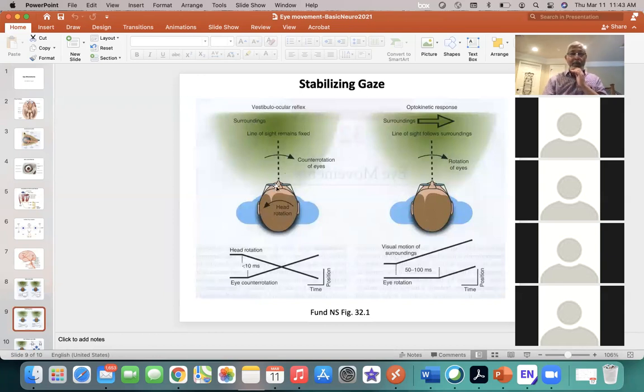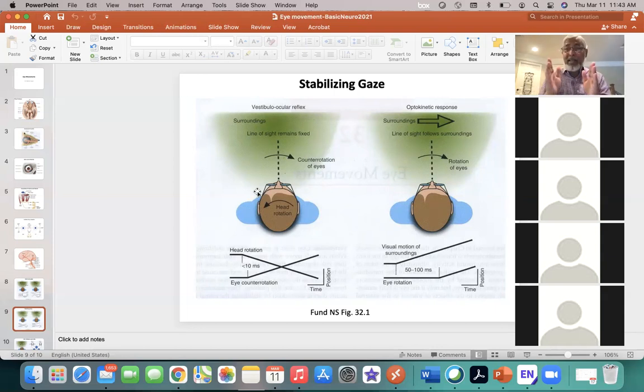Now, if your eye moves this way as well, do you think you will have your gaze stabilized on that surrounding, on that object? No, you will lose that. That will be out of the range of your eye. That will be out of your visual field.